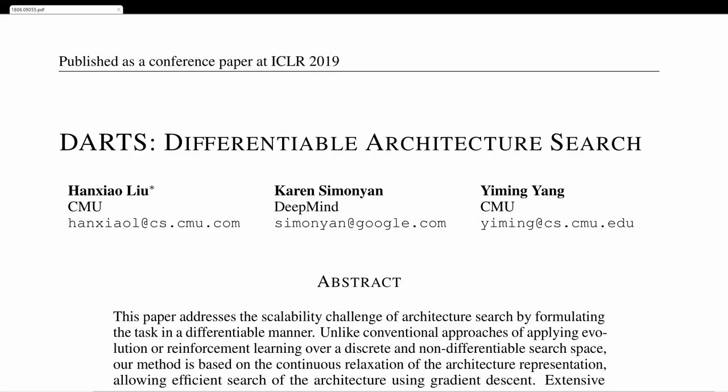Welcome to Paper Reading 2A. The paper we're reading is DARTS: Differentiable Architecture Search by Hanxiao Liu, Karen Simonyan, and Yiming Yang.